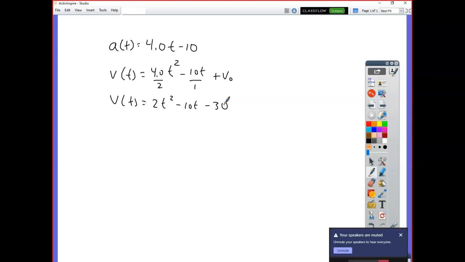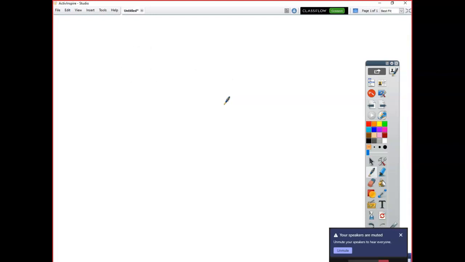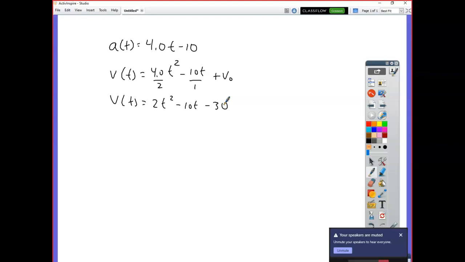Okay. What's the instantaneous velocity 3 seconds into the flight? Well, I have its velocity for any time. All I have to do now is plug in a 3. You just plug in a 3 for the t.